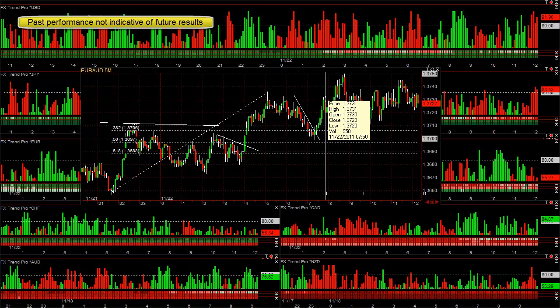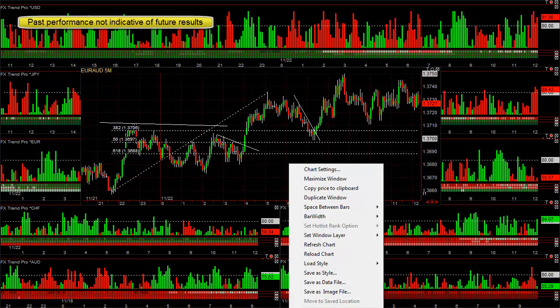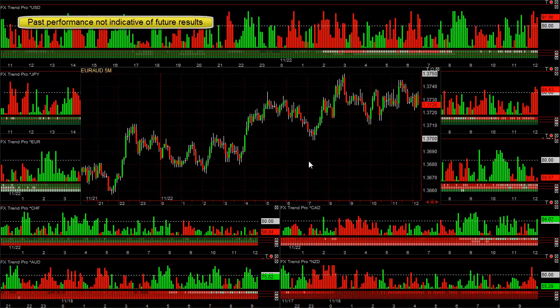I would have been out of this trade probably right here at 37.31 for a nice 30-plus pip profit. You risk 10 pips to make 30, and with that kind of ratio, you don't even have to be right half the time to make money.